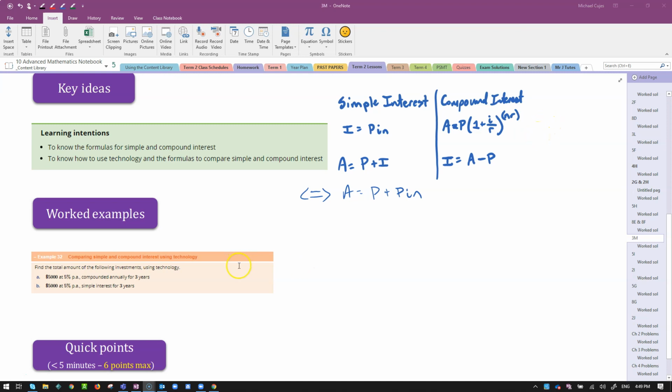And we're going to look at this example here. We're going to compare 5,000 compounding at 5% interest and 5,000 at simple interest over a number of years. Now it says for 3 years, but we'll actually do it for a period of years. And let's go and use Desmos to help us do that.